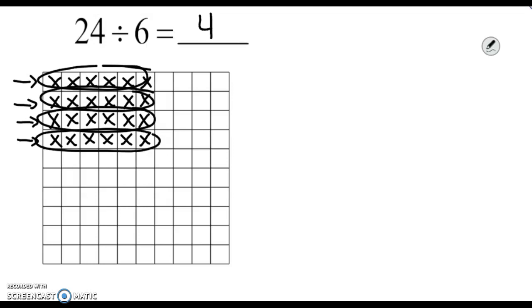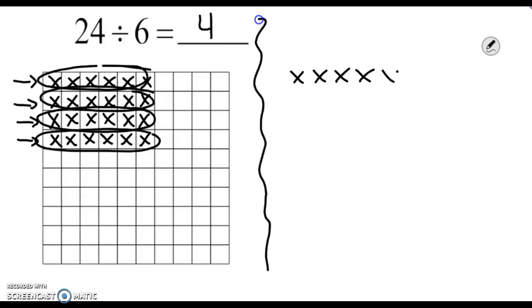Now I'm going to show you how to do the same problem over here if you don't have access to a grid. If you don't want to draw out a grid or you don't have any grid paper, you don't need them necessarily. You just need to be careful on how you're drawing. So I would just do it like this. 1, 2, 3, 4, 5, 6. Do we have to use X's? No, you can use circles.